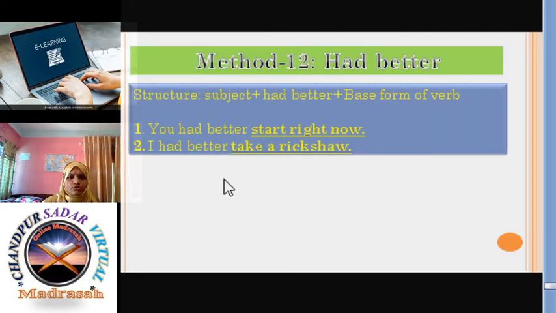Method 12: had better. What will be the structure? Subject, had better, base form of the verb. You had better start right now. So here, had better, subject you, had better, base form of verb start. You had better start right now. I had better take a rickshaw.